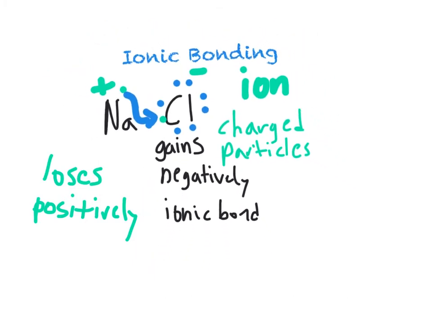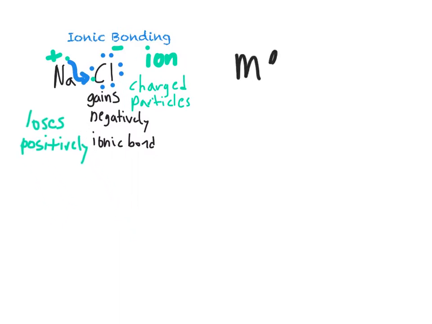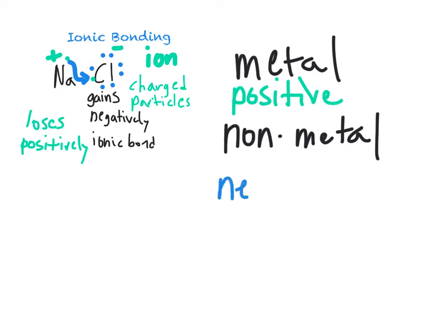An ionic bond is always between a metal and a nonmetal. Metals have positive charges and nonmetals have negative charges.